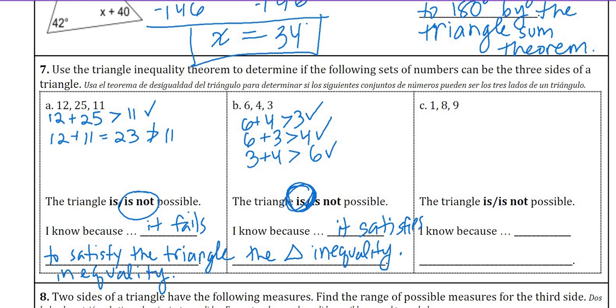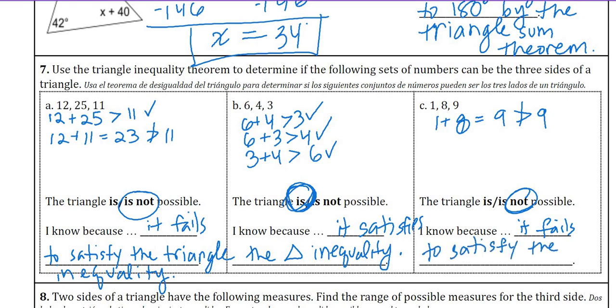Okay, next. I have 1 plus 8, which is equal to 9, and 9 is not greater than itself. So this is not possible. I know because it fails to satisfy the triangle inequality.